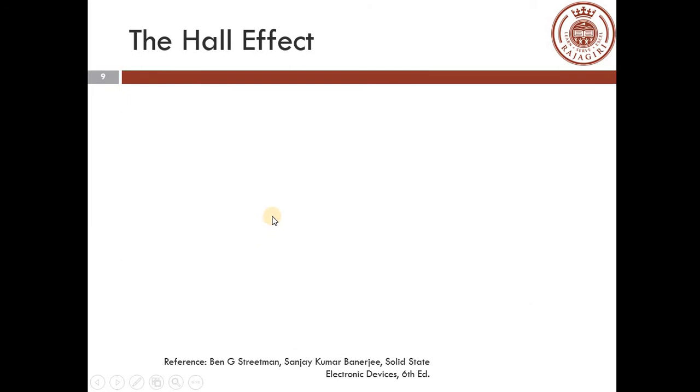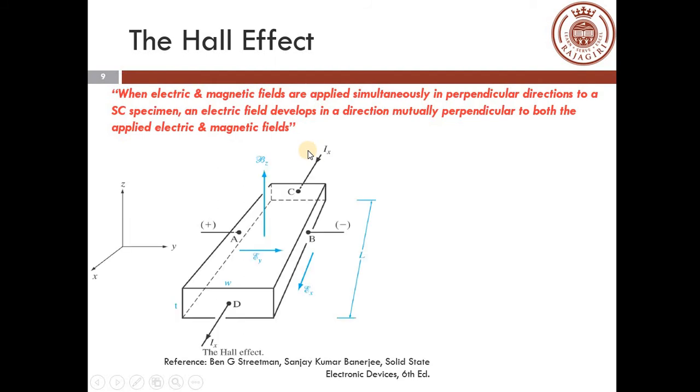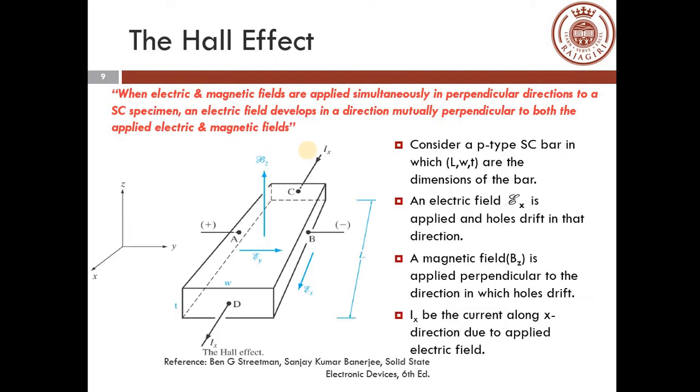Now let us come to the final topic of discussion of this session, which is the Hall effect. What is Hall effect? It can be explained as follows: when an electric field and a magnetic field are applied simultaneously in mutually perpendicular directions to a semiconductor material, another electric field develops in a direction which is mutually perpendicular to both the applied electric and magnetic fields. That is called Hall effect.